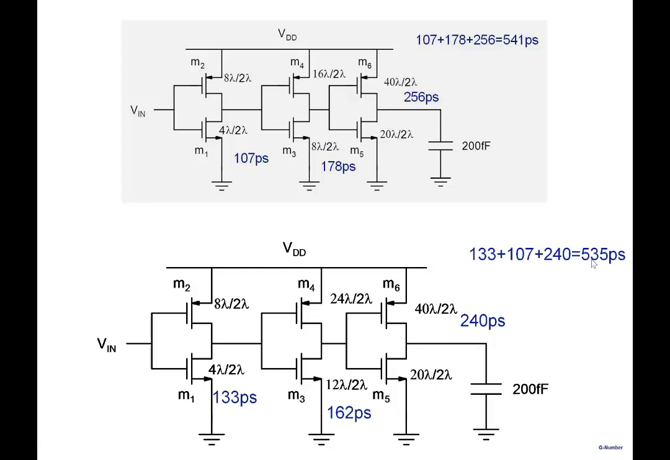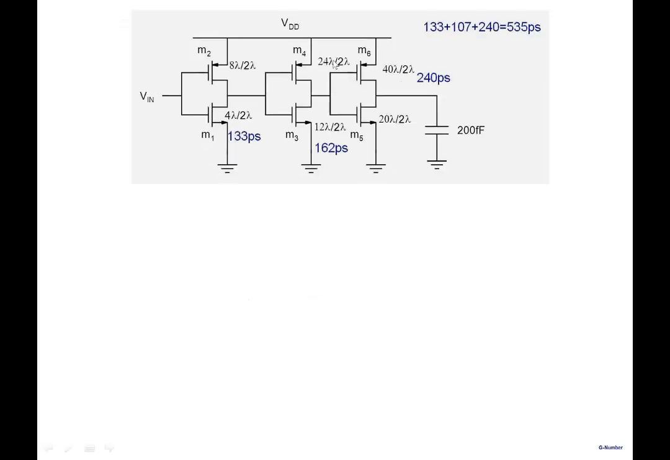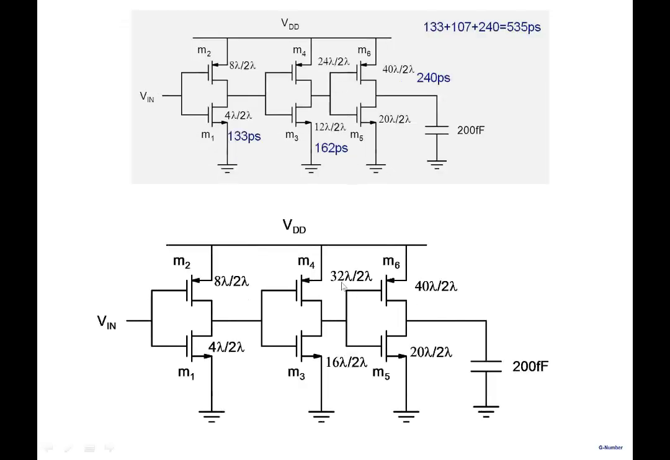Is that the best? Should I make it a factor of 4? So this is our default solution. If I make it a factor of 4 here, 32 and 4, 16, what happens? 232, 158, 159, overall delay 549. It increased. It made it worse.